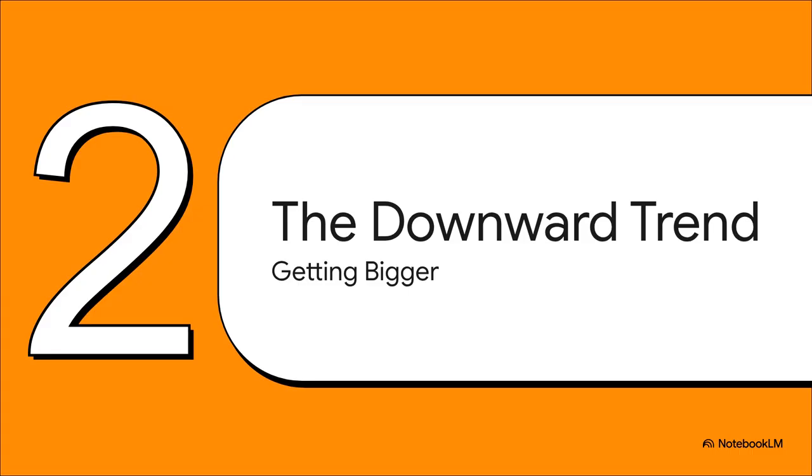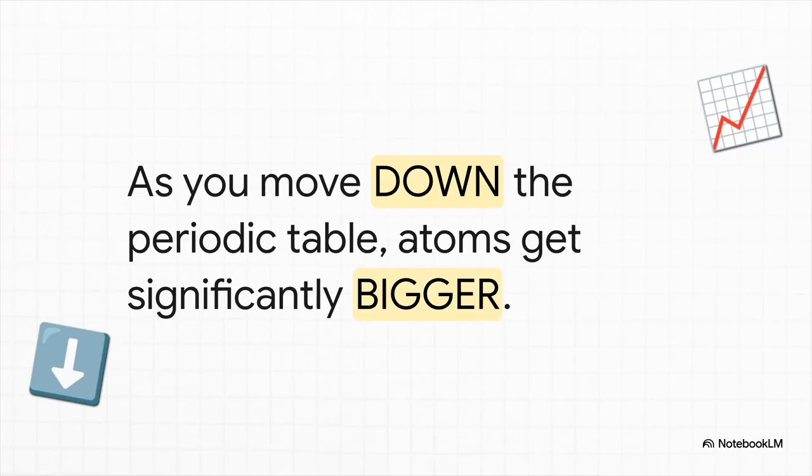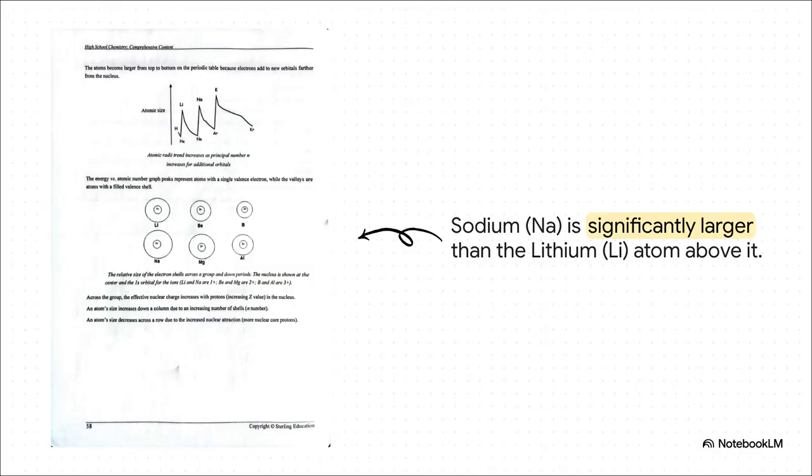Okay, first up on our journey, we're going to travel south on our map. We're moving down one of the columns, what chemists call a group. So here's our first rule for this map, and this one makes perfect sense. As you go down the table, the atoms get bigger. Simple, straightforward, intuitive. So far, so good, right? Let's take a look. Here's sodium, or Na, which you'll find right below lithium, Li, on the table. And just like our rule says, you can see the sodium atom is way bigger. So the rule holds up, but why?